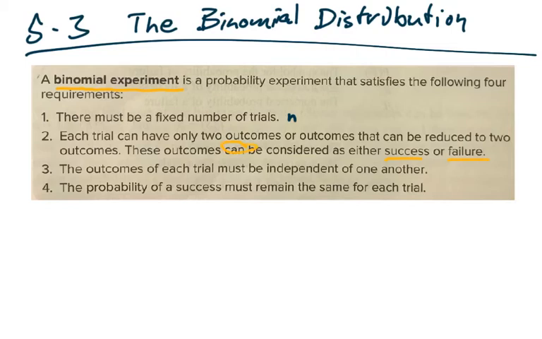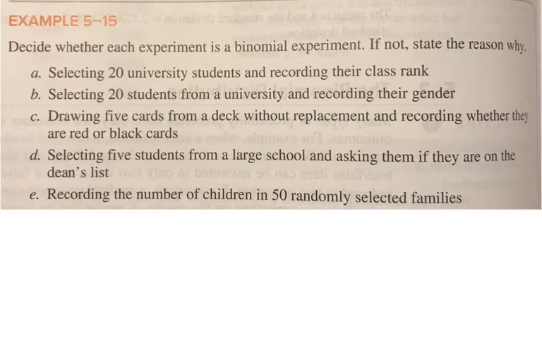The outcomes must be independent of one another. And then finally, the probability of success must remain the same for every single repetition of this experiment, every single trial. In example 5-15, I've grabbed the screen here.